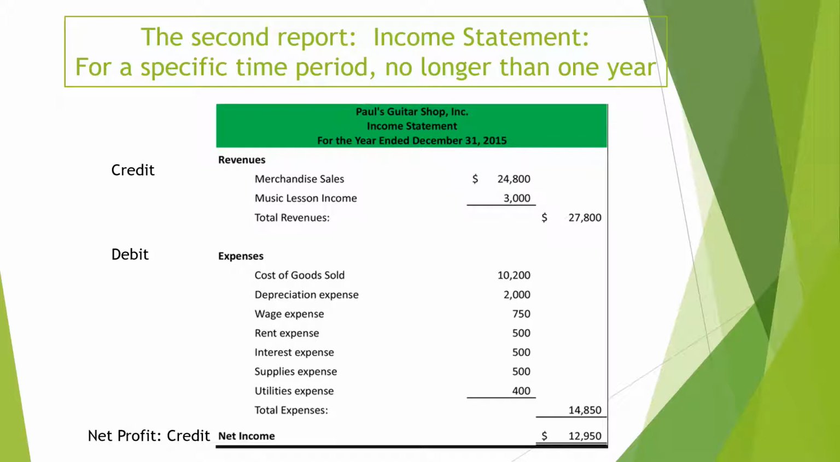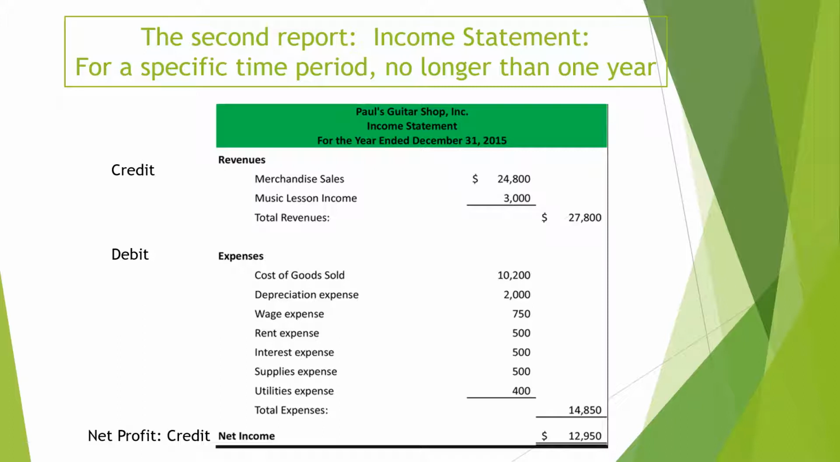So we have a second type of report that we're going to discuss, and that's called an income statement. An income statement is for a specific period of time, no longer than a year, but you can also have interim statements for a month, a quarter, maybe semi-annually. Also, you can do comparison statements where you'll compare the results of one year to that of another year, normally the previous year. So let's look at how Paul's Guitar Shop, the income statement is set up, and you can see it is for the year ended December 31st, 2015.